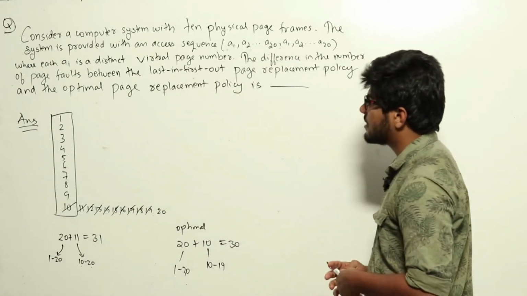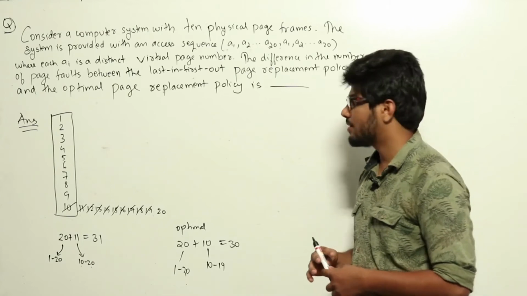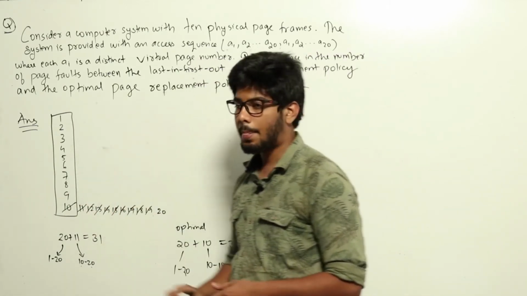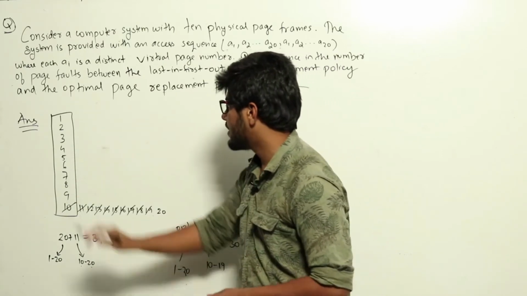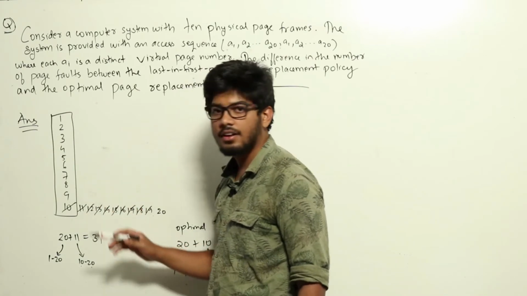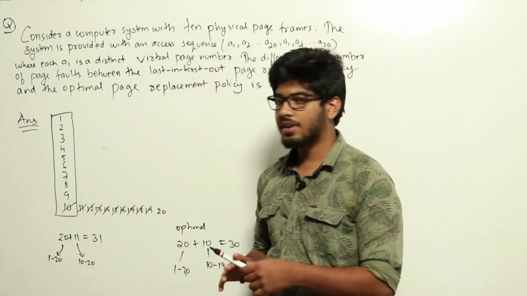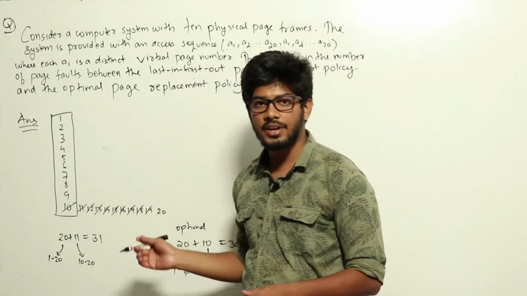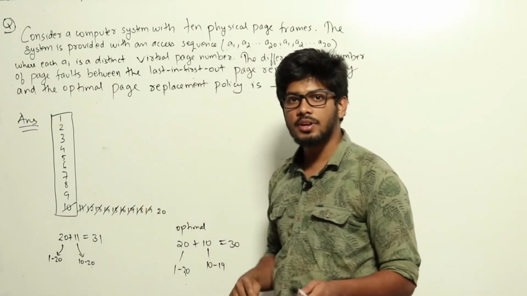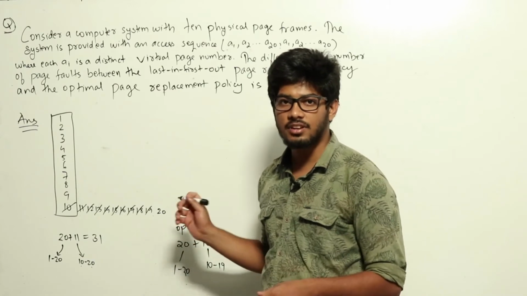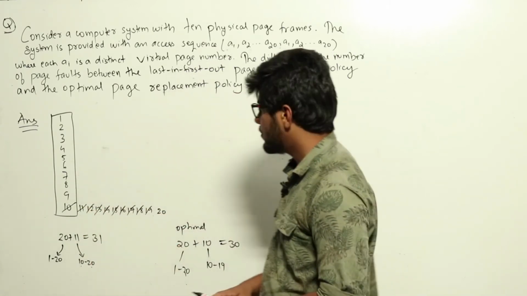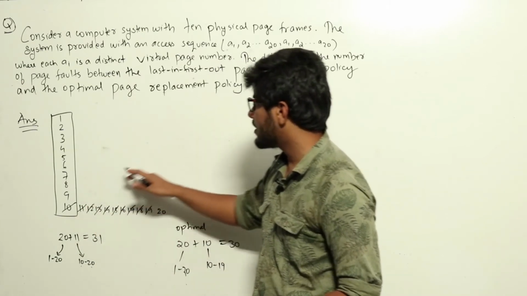Now let's take a look at the optimal page replacement algorithm. For optimal, 1 to 10 will keep on adding in the 10 available page frames. After that we are trying to access 11. Now what optimal will do is, when we have to remove one page and add a new page, we will be removing the page that will be referenced last in the future. So we have to remove one of 1 to 10 and add 11. When we do that, we will be looking at the future references.